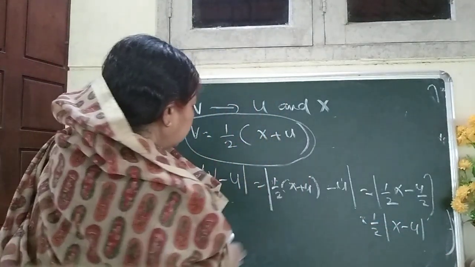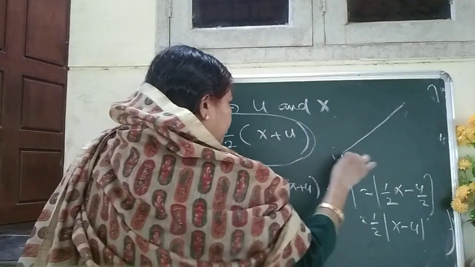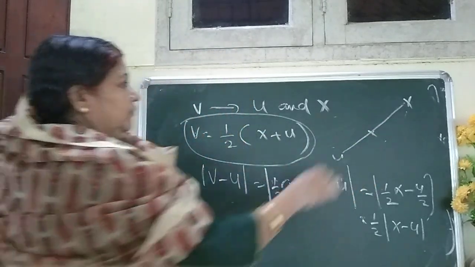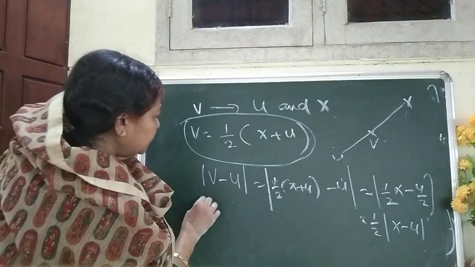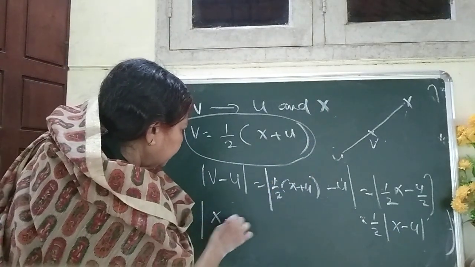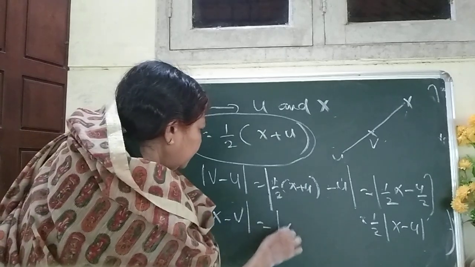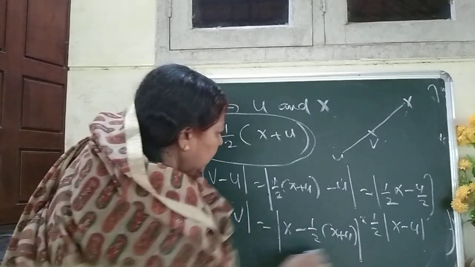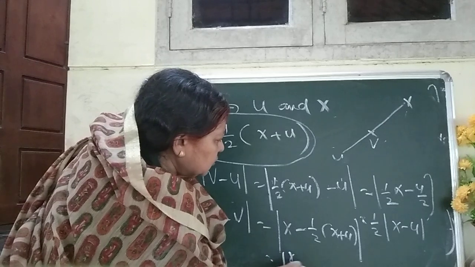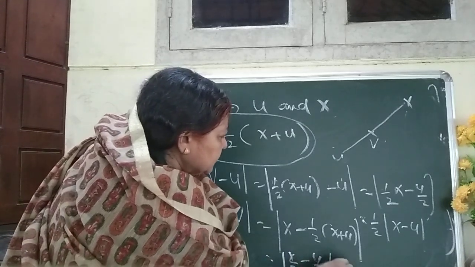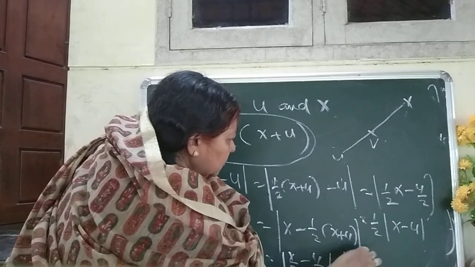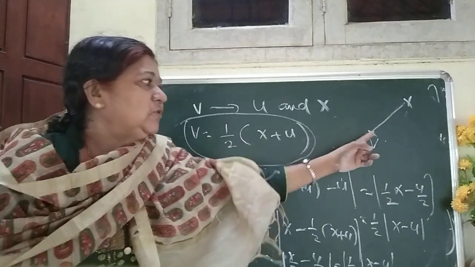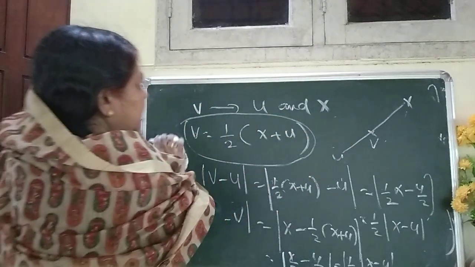Similarly, we can take modulus of x minus v. What is x minus v? Modulus of x minus v, v being half into x plus u, equal to x minus x by 2 minus u by 2, which is also equal to 1 by 2 into modulus of x minus u. Thus we see that it is the point which joins u and x, joining the vectors.